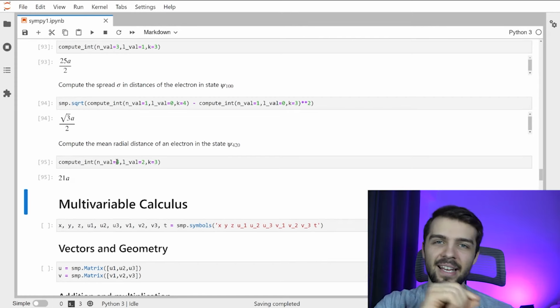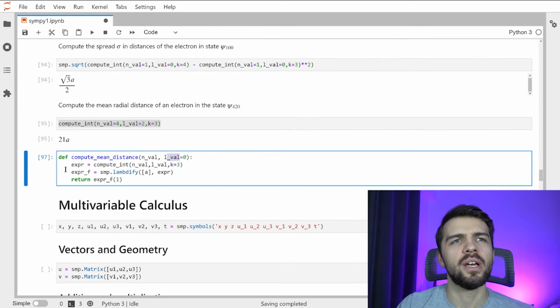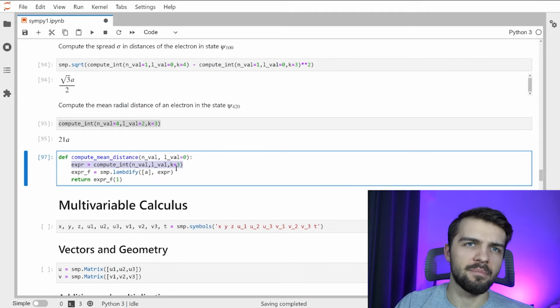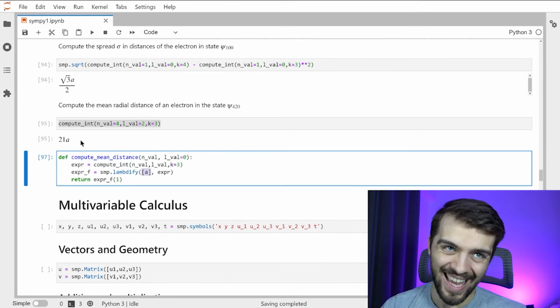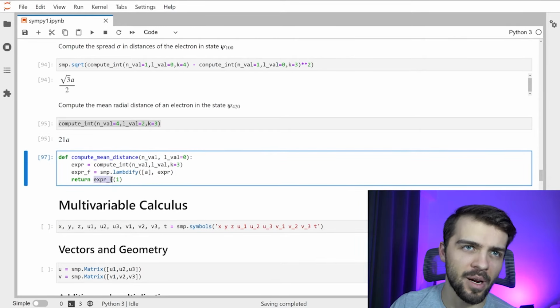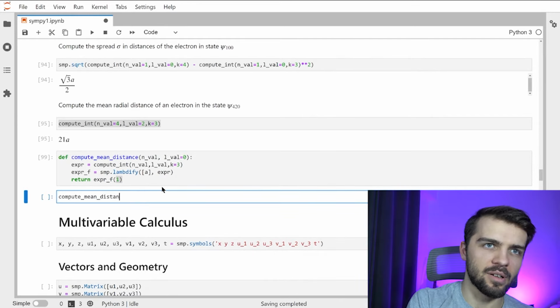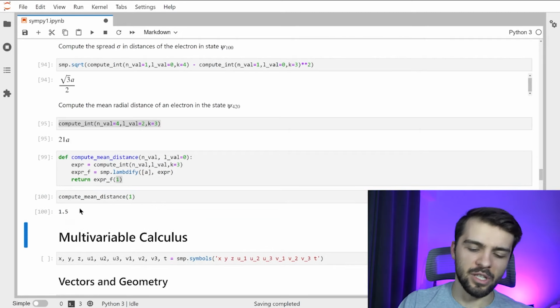So I was a little curious myself, so I actually wrote a function that does that here. It takes in an nval, and it's always going to be l equals 0, so it looks at the different energy states of the atom. So I evaluate my expression, so I compute the integral, lval, k equals 3, so it's finding the mean distance. I lambdify this expression. The argument is a, of course, because it will always depend only on a, this distance. And the expression that I evaluate will sort of look like 21a or root 3a over 2 or something. And then I'm just going to substitute in this numerical expression, a is equal to 1. And I'm going to find this, and I can compute the mean distance, and it will return a number. So here I'm going to say ground state, 1.5, right? It's 3 over 2a.